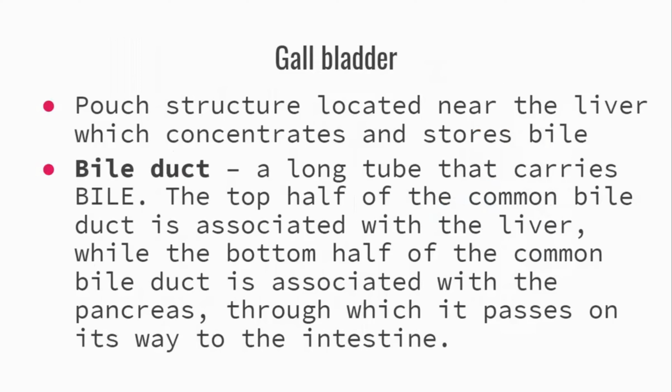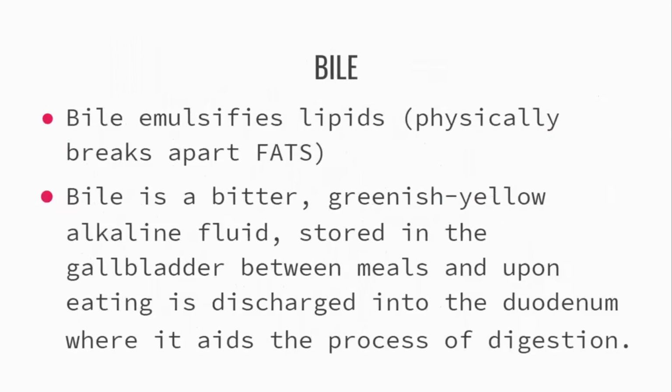Gallbladder is a pouch structure located near the liver which concentrates and stores bile. On the other hand, the bile duct is a long tube that carries bile. The top half of the common bile duct is associated with the liver, while the bottom half of the common bile duct is associated with the pancreas, through which it passes on its way to the intestine.